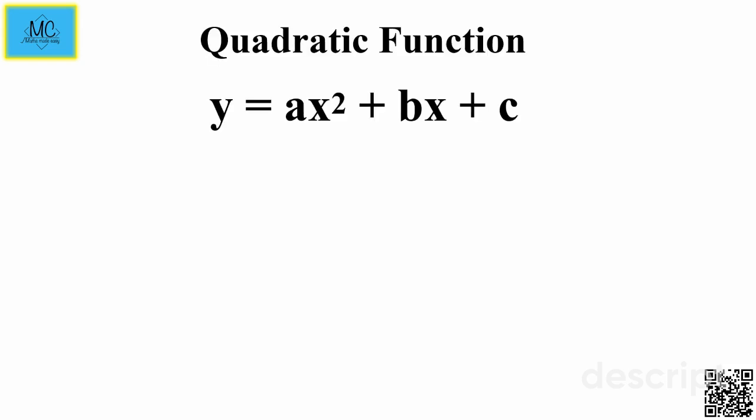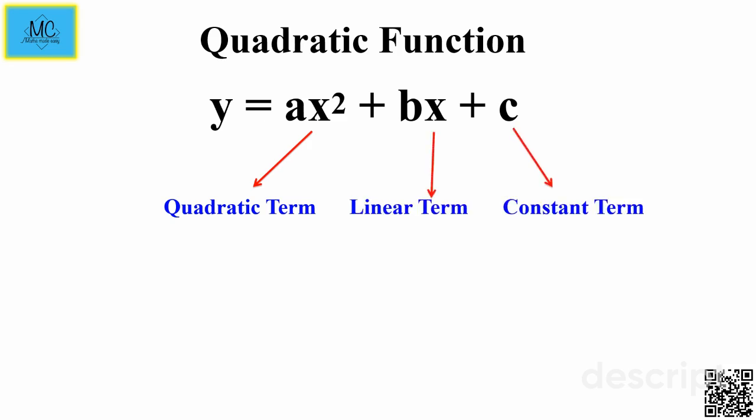So here's a question. What is the quadratic function? Here's the equation: y is equal to ax square plus bx plus c. You have seen these equations so many times. Now you need to understand what exactly it is. First, what does this x square say? x square is the quadratic term here, x is the linear term, and c is the constant term.